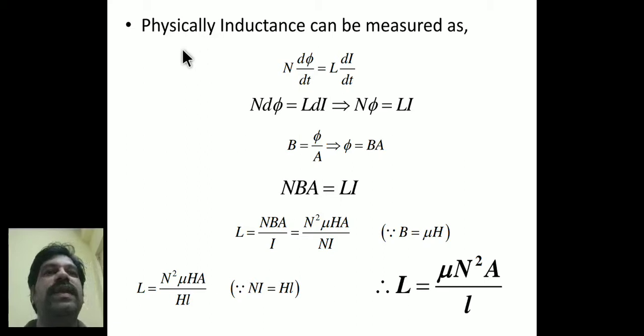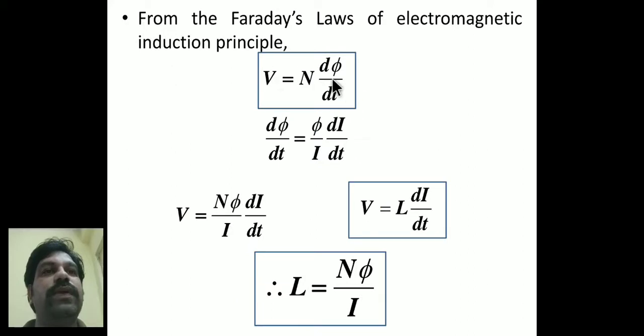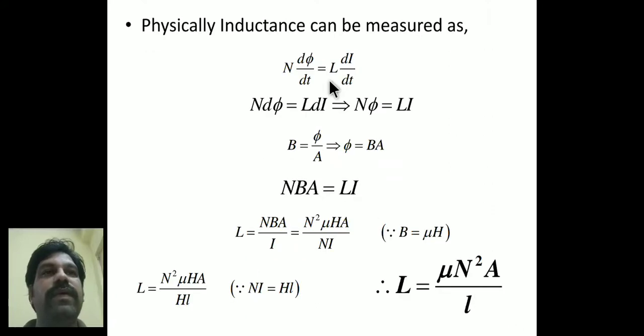Physically, inductance can be derived as follows. From Faraday's law, V is equal to N d phi by dt, and also V is equal to L di by dt. Equating these two and simplifying, N d phi is equal to L di. So N phi is equal to L into I. From the flux density formula B is equal to phi by A, it implies phi is equal to BA. Substituting this phi in the equation, NBA is equal to LI. From this, L is equal to NBA by I.